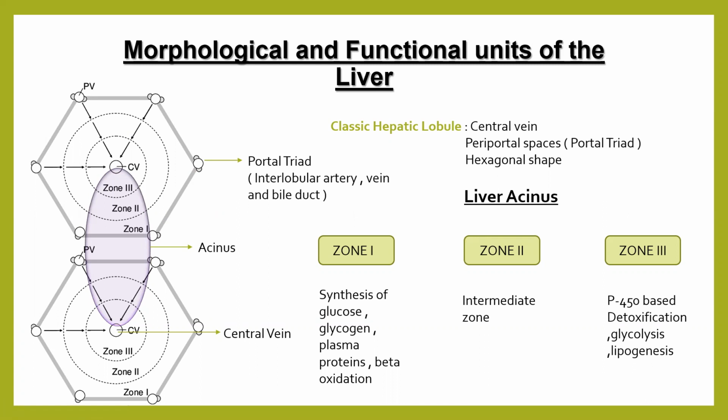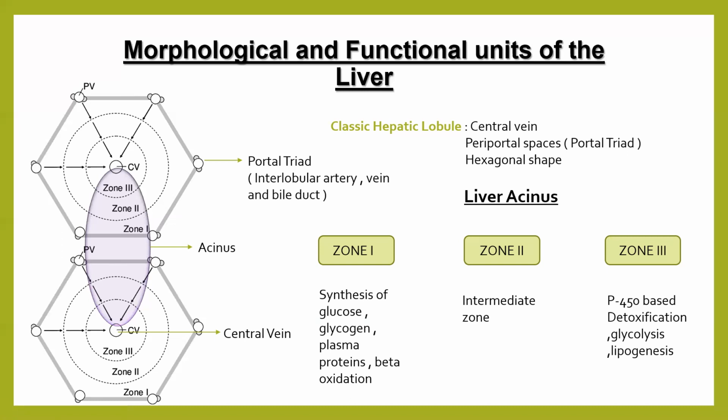The functional unit of the liver is formed by what we call a liver acinus. The liver acinus is this purple structure that you see over here, and it's formed with 2 of the hexagonal morphological units. It can be divided into 3 zones. Zone 1 is the outermost zone and is the first one in contact with the portal triad. Basically, this zone is where all the fresh oxygen-rich blood comes to, and even the fresh nutrition-rich blood from the portal circulation. That's why this zone is given the job of synthesis of glucose, glycogen, plasma proteins, beta oxidation.